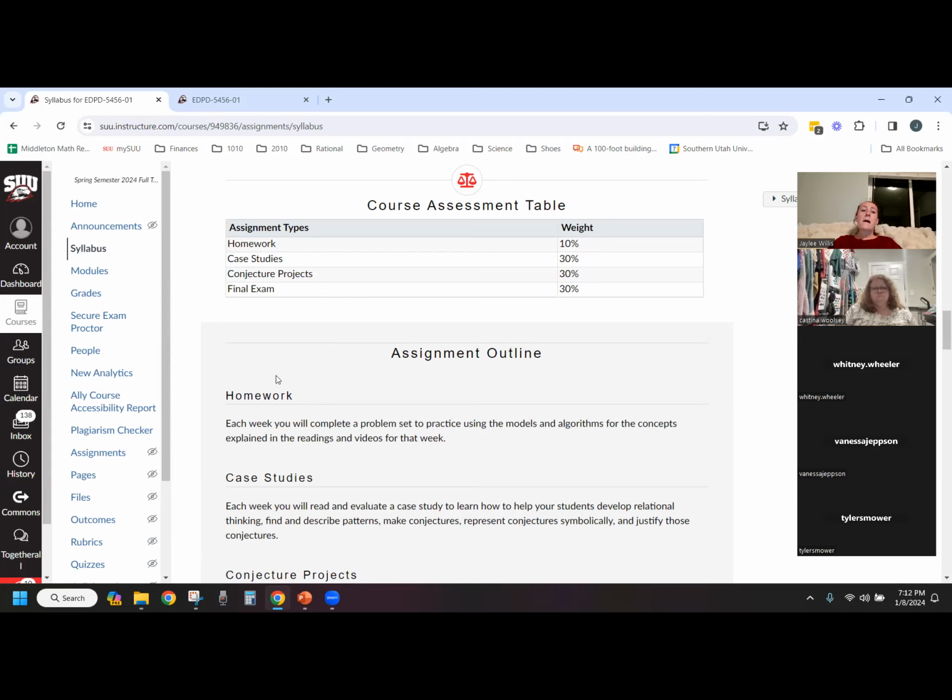But the conjecture projects are more content based because it's going to be you practicing observing patterns and using algebraic notation to describe those patterns. And then the homework and the final exam are just going to give you some basic content knowledge. Like in this first week, you're going to be learning about different types of numbers and how they're related and how they build on each other.